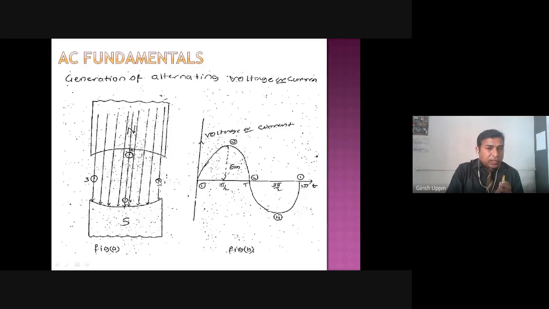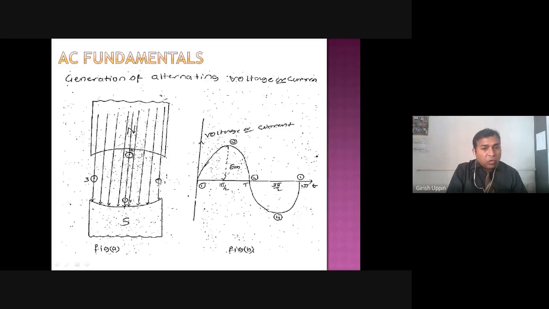The length of this conductor is L, and the magnetic flux density is B Weber per meter square, and the conductor is rotated with the angular velocity of omega or linear velocity of V. Now, when it is in position 1, and we are going to move like this, the direction of motion... we know that the magnetic lines of force, that is flux, start from the north pole and go to the south pole. That is the direction.